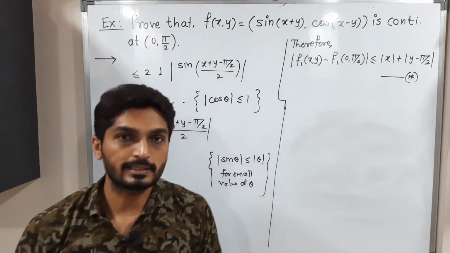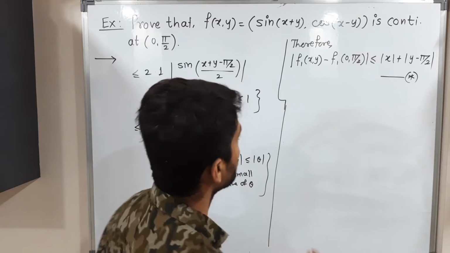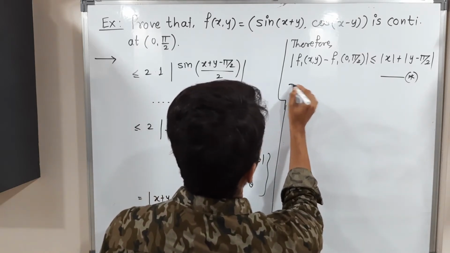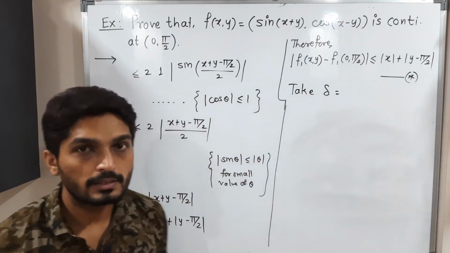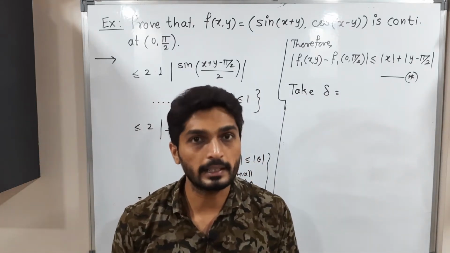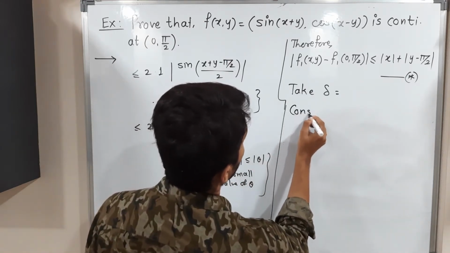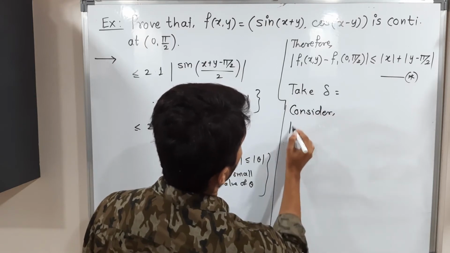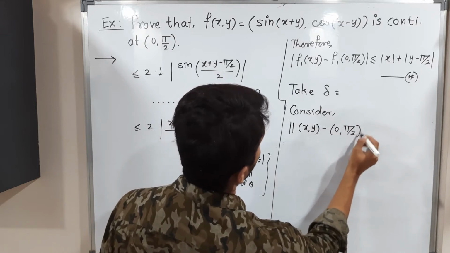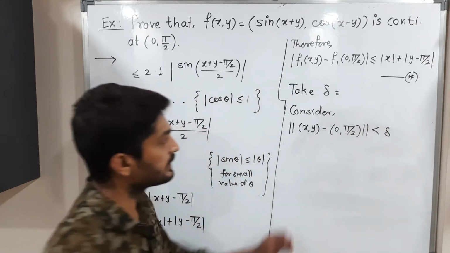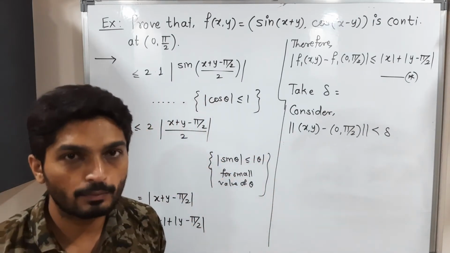Now our task is to select a delta, but we don't know really which delta we have to select, so simply I will mention, take delta equal to something. But that delta should satisfy the definition. According to the definition we need to consider norm of (x, y) minus (0, pi by 2) less than delta. We need to consider this one, and for that the definition should be satisfied. Let us solve it first and see what we get.